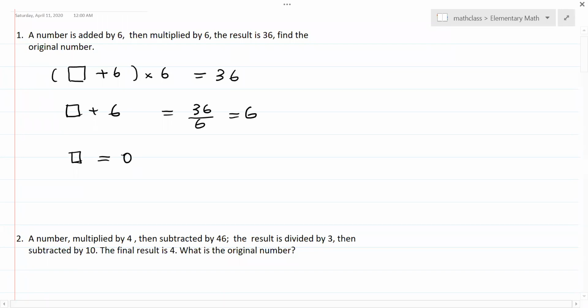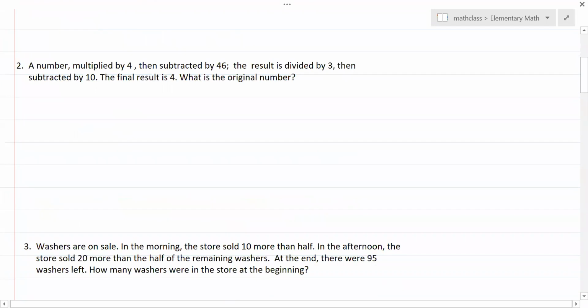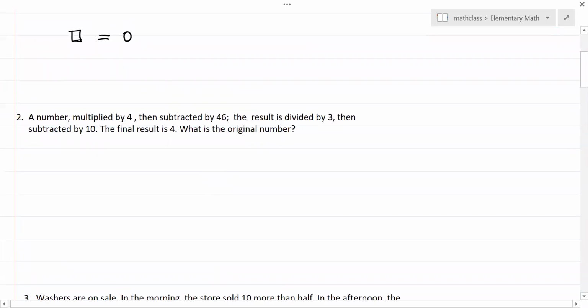The second problem is a little bit more complicated. Let's take a look at that problem. A number is multiplied by 4, then subtracted by 46. The result is divided by 3, then subtracted by 10. Then the final result is 4. What is the original number?